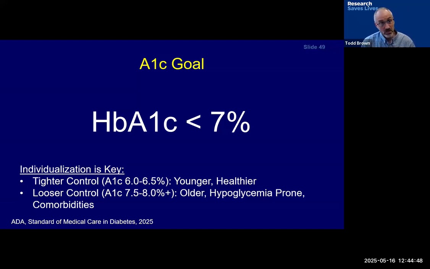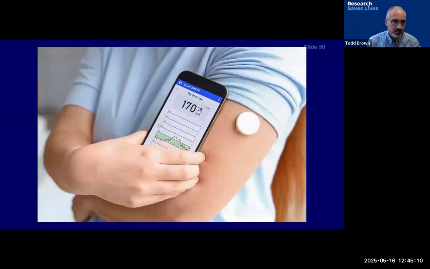And looser control in people who are older, hypoglycemia prone, with comorbidities. We might want to shoot for lower in people who are on medications that are less likely to cause hypoglycemia, unlike insulin or sulfonylurea. So if people are on SGLT2 inhibitors and GLP-1 RAs, you can get things down to a low level without the risk of hypoglycemia.